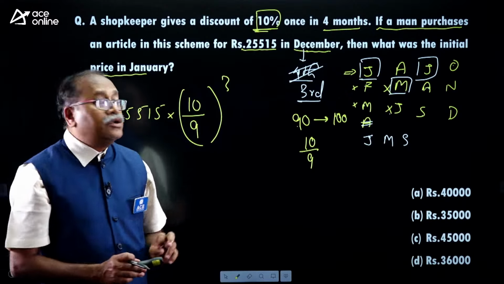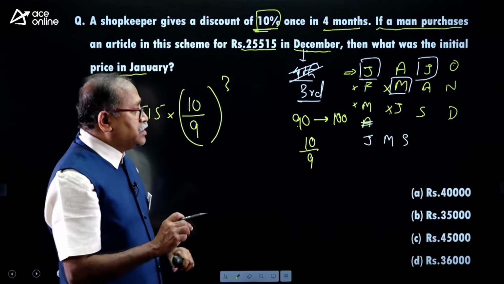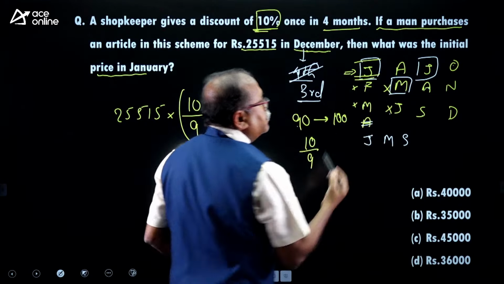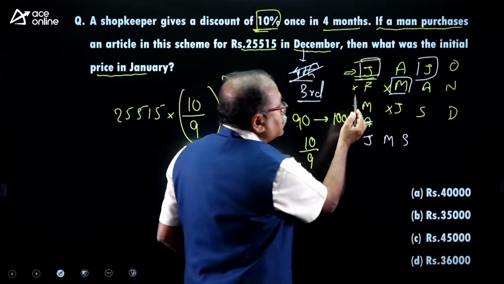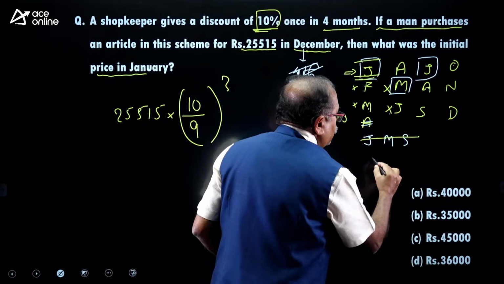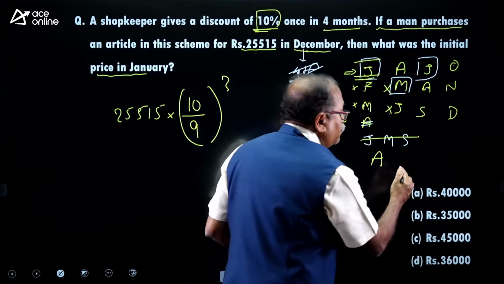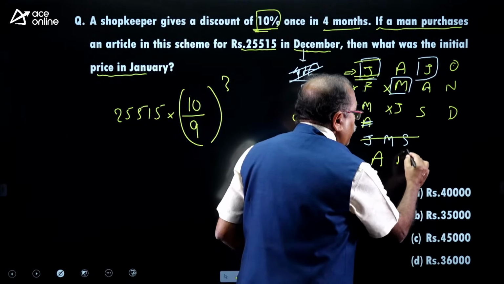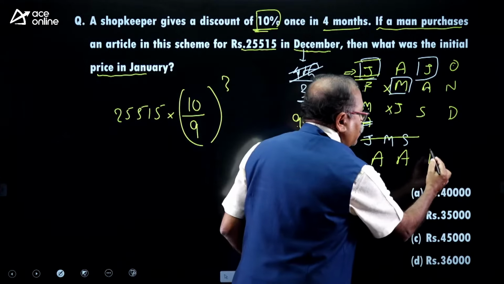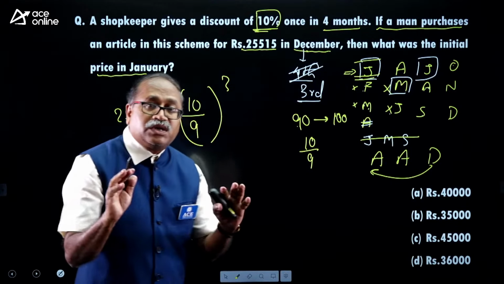There will be a discount once in 4 months. That is what I was making a mistake about. There will be no discount in the month of January. So there will be a discount in the month of April, after February and March. Then leaving May, June, July, there will be a discount in the month of August, and after September, October, November there will be a discount. So from here to here, 3 discounts are there.